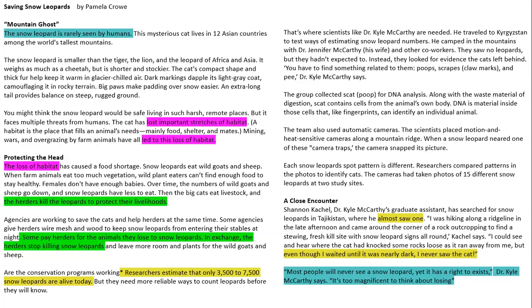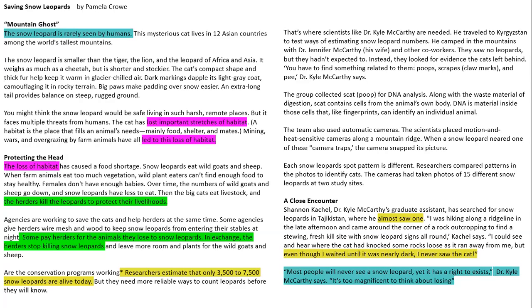So let's go to the article and we're going to read through it, and then we're going to go back and look at the highlights, look at those repeating words, look at the first and last sentence, and really dive deep into the actual text. So, mountain ghost. The snow leopard is rarely seen by humans. This mysterious cat lives in 12 Asian countries among the world's tallest mountains.